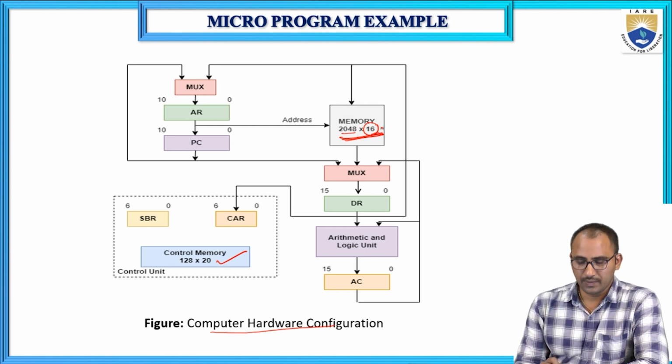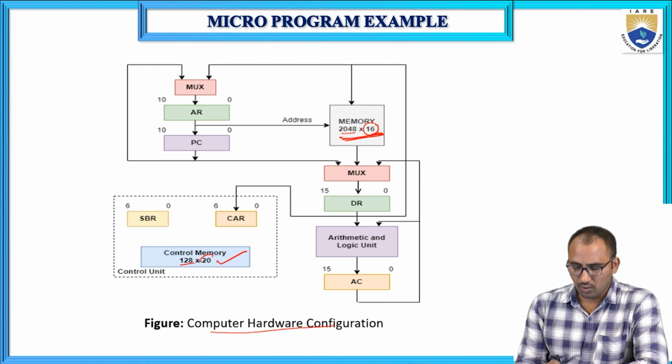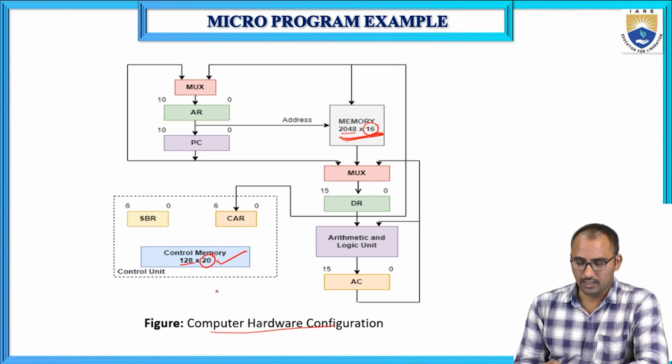And similarly, looking at the control memory, the control memory is 128. That means the control memory totally contains 128 words, that means 128 memory locations. And in each memory location, we can store 20 bits of data.